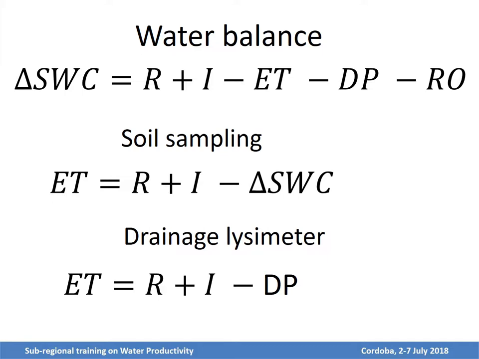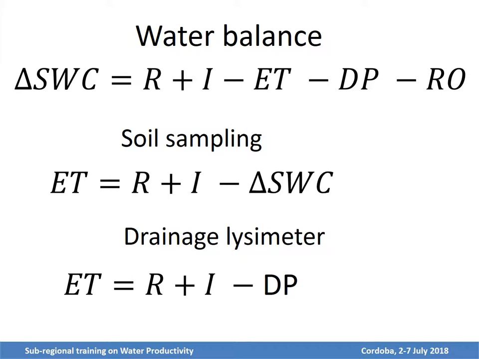A cheaper and simpler alternative to lysimeters is the use of the water balance equation. Here we can say that the increase in soil water content is equal to the sum of rainfall and irrigation, discounting evapotranspiration, deep percolation, and surface runoff. We can use this equation different ways. If we perform soil sampling, we can deduce evapotranspiration as the sum of rainfall and irrigation, discounting the increase in soil water content measured by a sequential soil sampling.